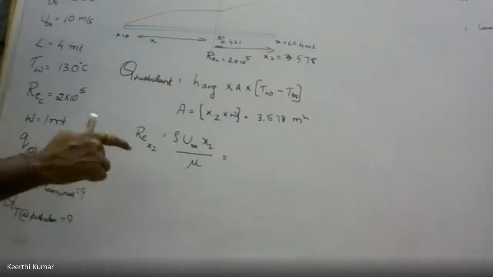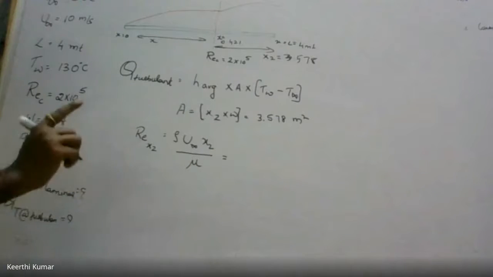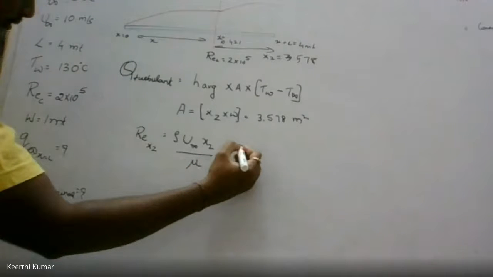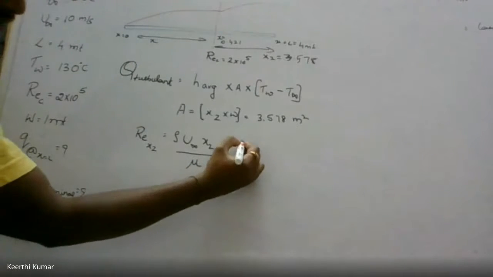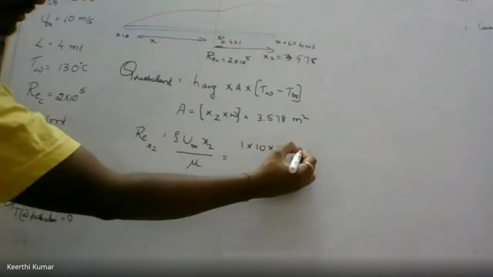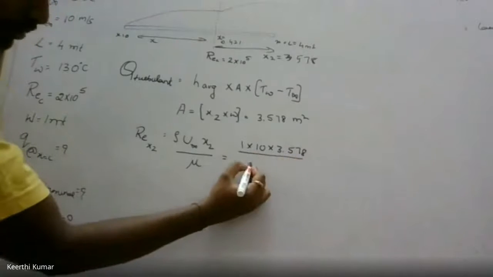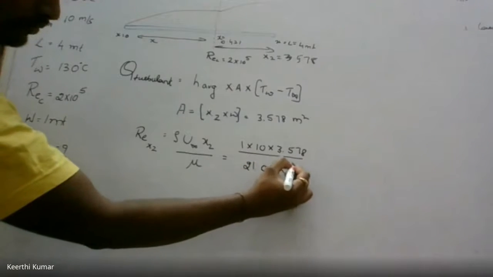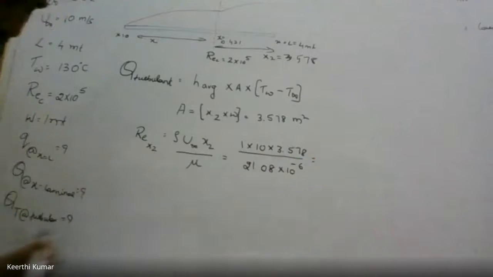So I'll show you why I'm doing that. Just to tell, it is turbulent. Definitely you get a turbulent flow. Okay, so what is rho? Rho is 1, u is 10, x2 is 3.578, divided by mu, which is 21.08 into 10 to the power of minus 6. You tell me what is the Reynolds number we got.